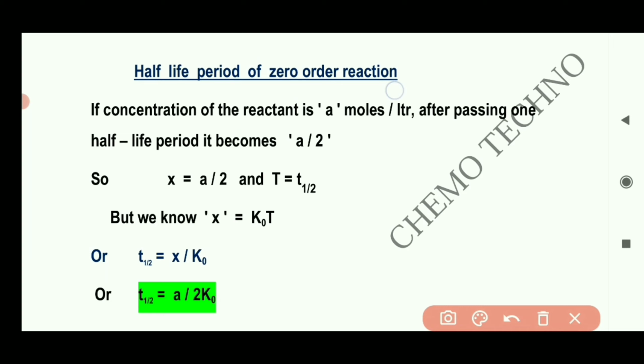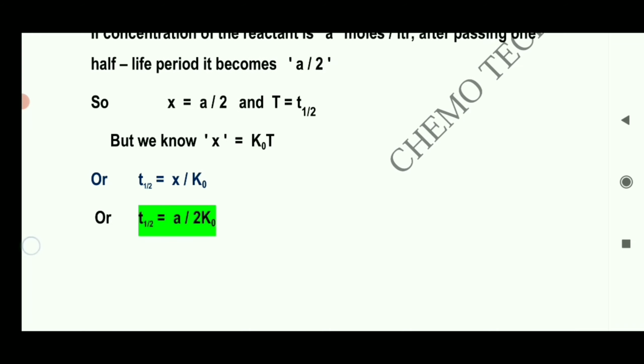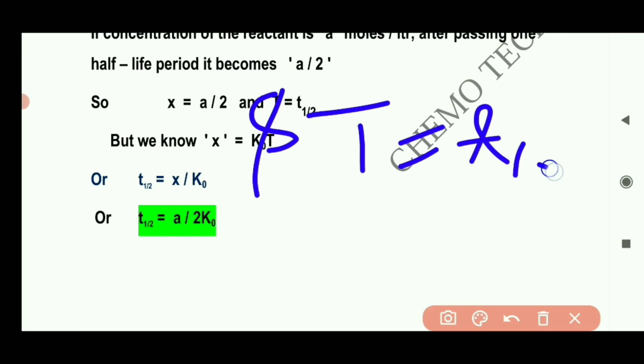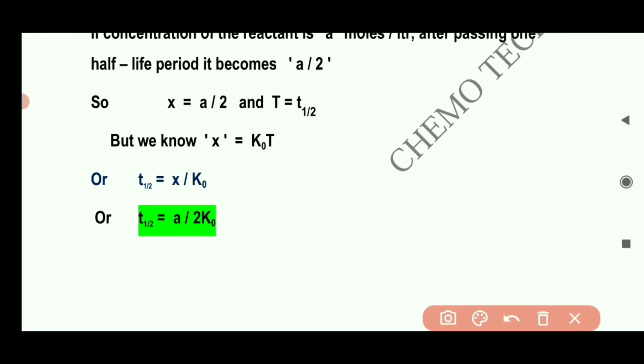So friends, let's see. If the concentration of the reactant is a moles per liter, after passing one half-life period it becomes a by 2. So x is equal to a by 2, and time t is equal to t half.